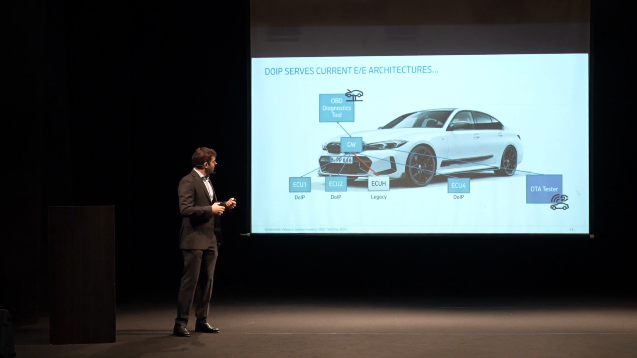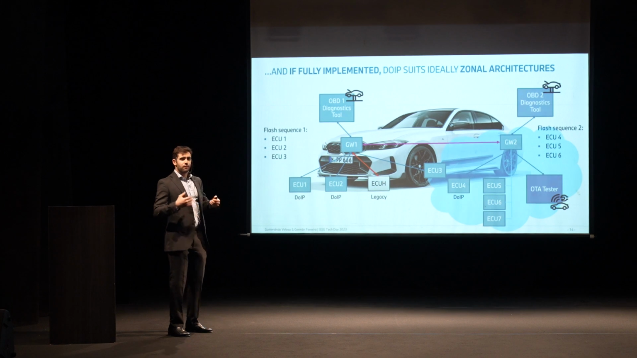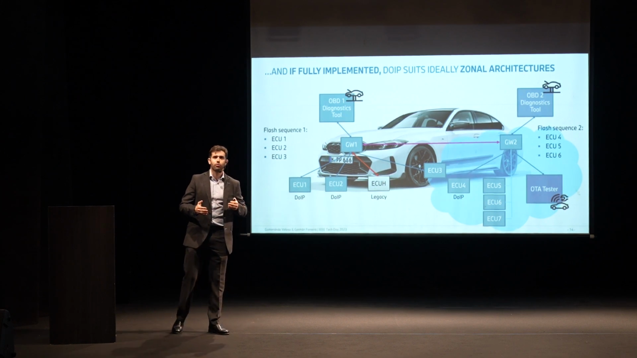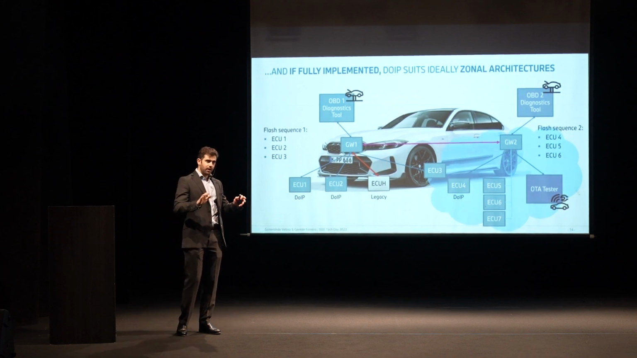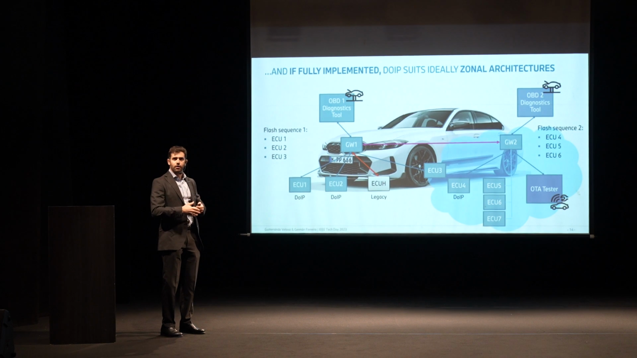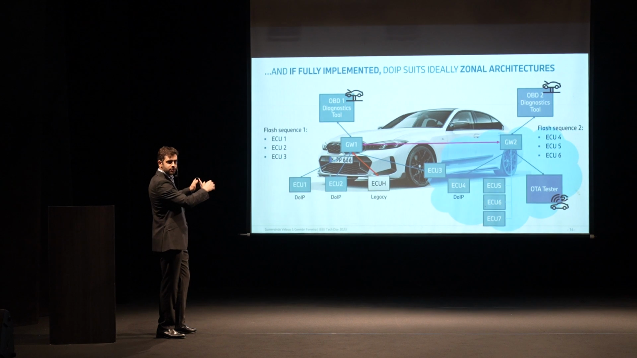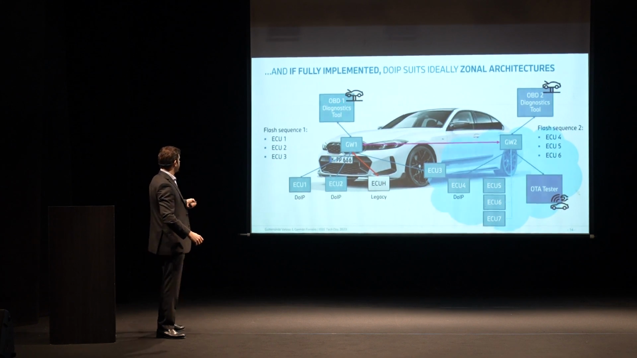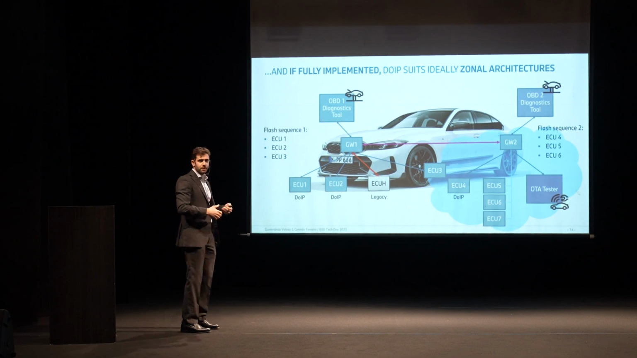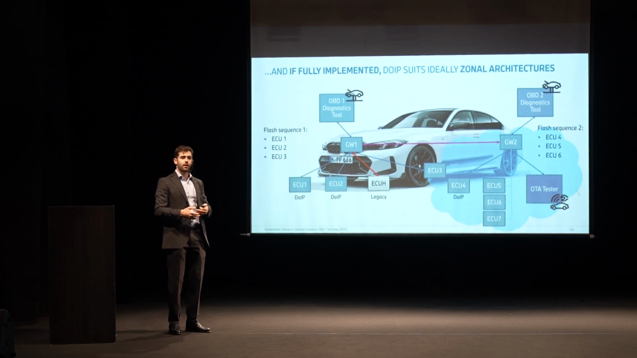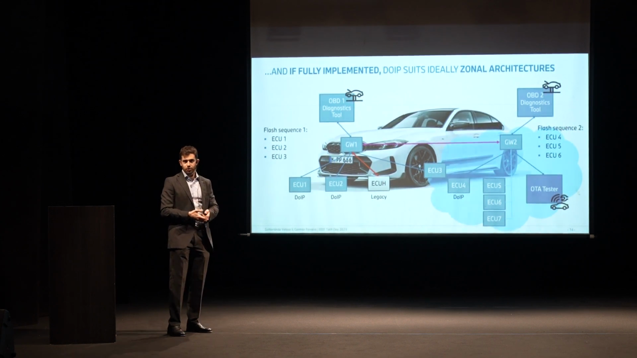So what is now the next step? Well, if we fully implement DoIP, the protocol also is going to suit our future zonal architectures. Let's imagine the following situation and the future possibilities. Now we took our 3 series and we enhanced its vehicle architecture. We will have a zonal at the front of the car, which is depicted in the picture as gateway 1, and we will have another zone at the back of the car, which is depicted as gateway 2.